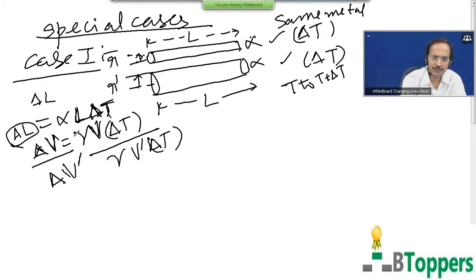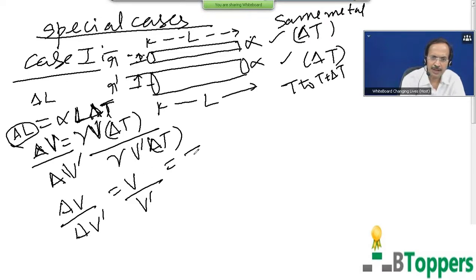So the increase in the volume of the first rod divided by the increase in the volume of the second rod is equal to the original volume of the first rod before heating divided by the original volume of the second rod before heating. The original volume of the first rod before heating, you can write as pi r square L. The original volume of the second rod before heating, you can write as pi r dash square into L. Here both the rods have the same original length.